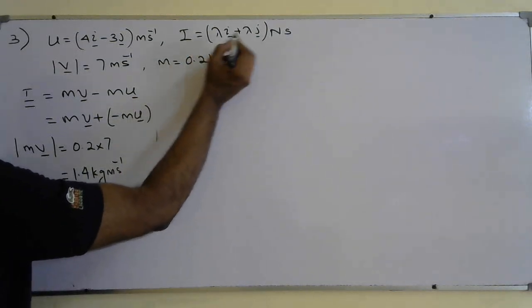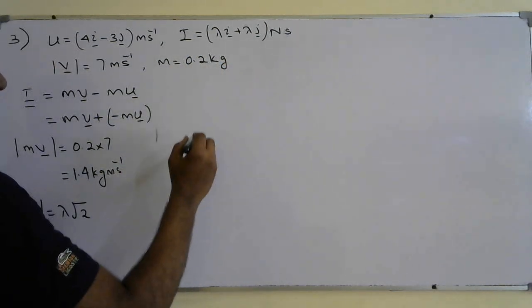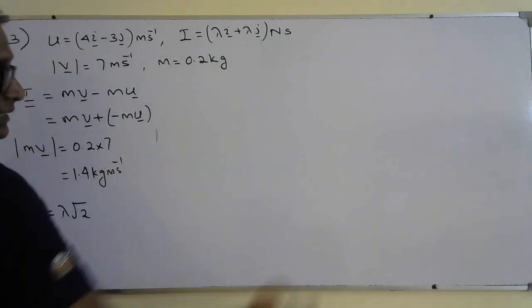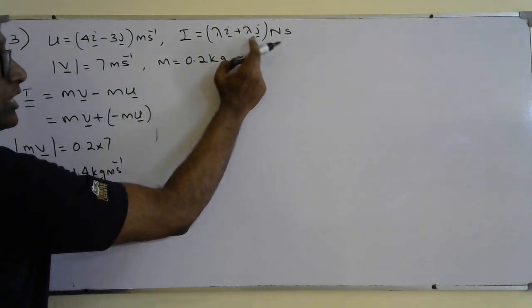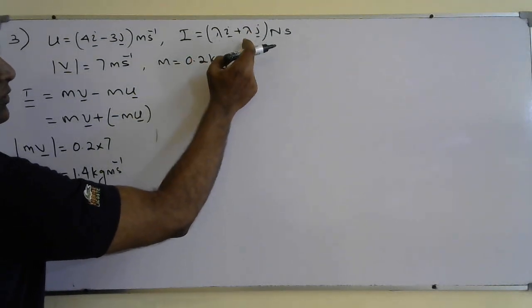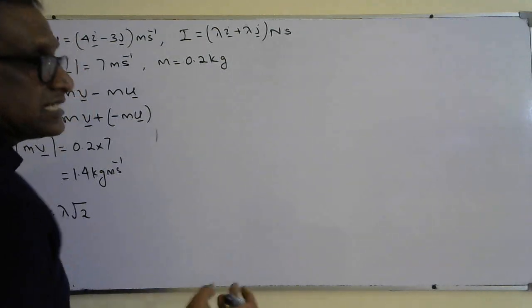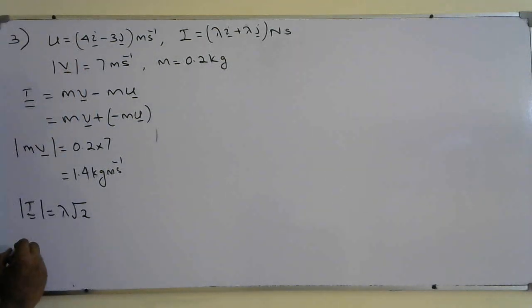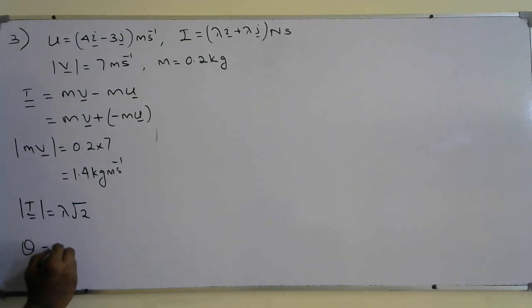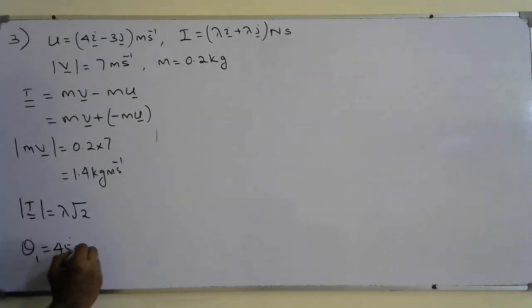What's the direction of it? Lambda over lambda, tan inverse. I told you when I started the theory, tan inverse of the j component over the i component. So that means tan inverse of lambda over lambda, tan inverse 1, that is 45 degrees with the horizontal line. So theta 1 is 45 degrees with the horizontal.